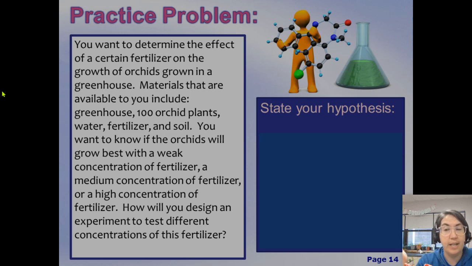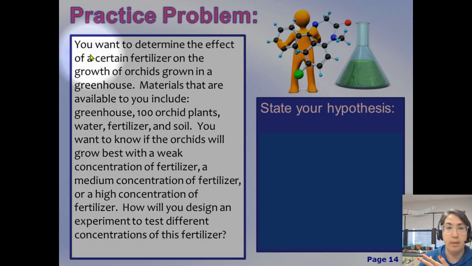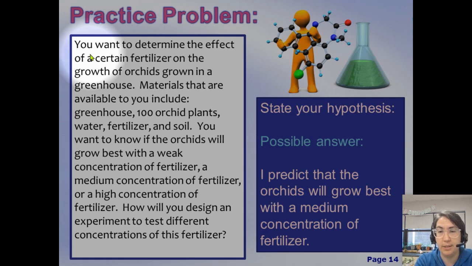So, how will you design an experiment to test different concentrations of this fertilizer? We want to know, does this fertilizer help my orchid plants grow? So we need to make a hypothesis. My hypothesis is my prediction or my answer to this question: how does fertilizer concentration affect the growth of my orchids? A possible answer: I predict that the orchids will grow best with a medium concentration of fertilizer. Remember, your hypothesis is your prediction or your answer to the research question.